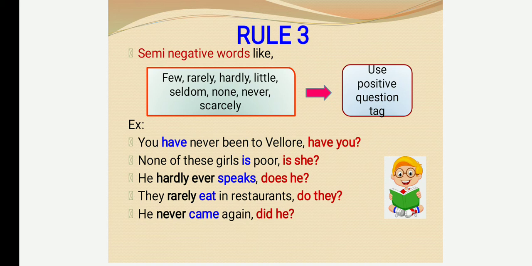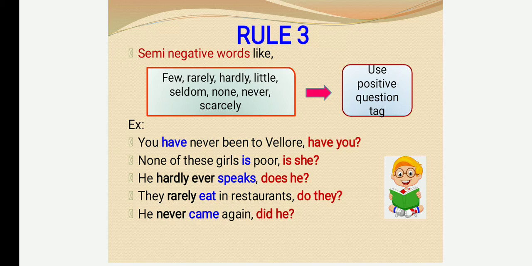But after the verb or before the verb, see the negative words: have, never, none of these girls, hardly ever, rarely, never. So these are the negative words. If we have this kind of negative word in a sentence, we have to write only a positive question tag.